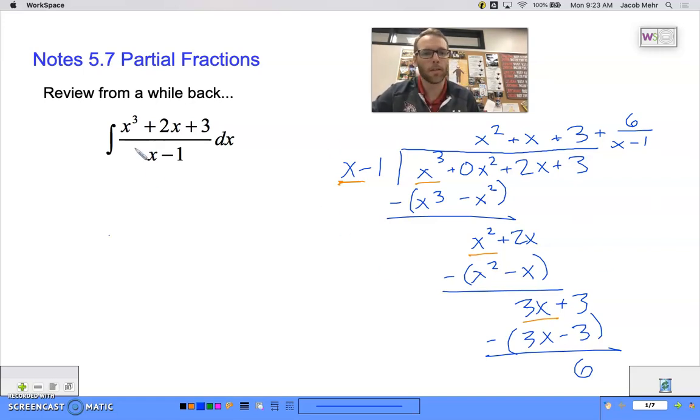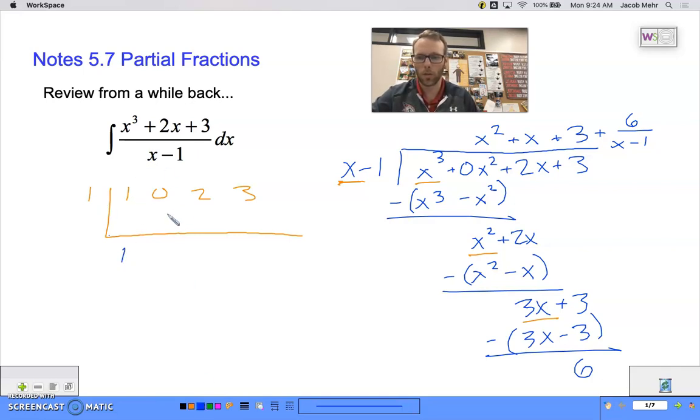Now, because this is of the form x minus c, we also would have been able to do synthetic division instead, where we would have laid it out here. Would have gone 1, 0, 2, 3. We would have put in a 1 there. Remember, this only works if we have a linear term in the denominator.